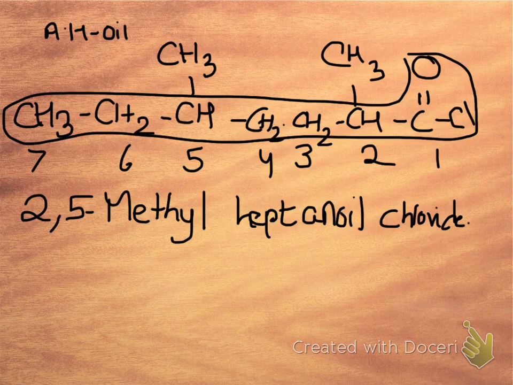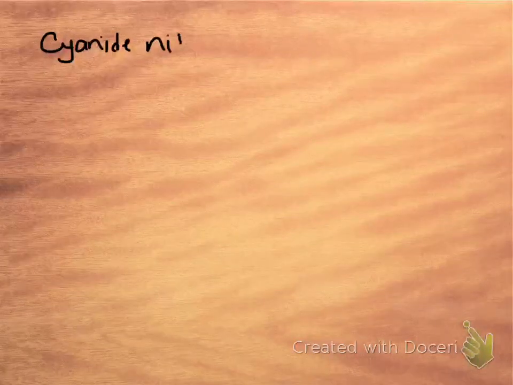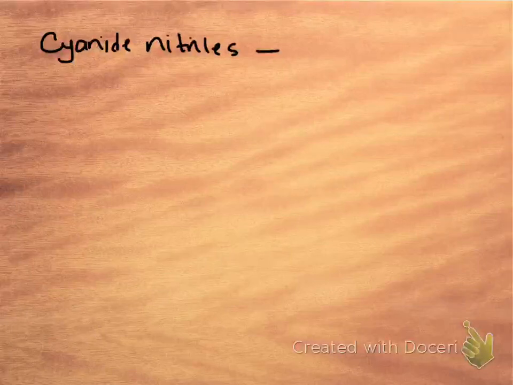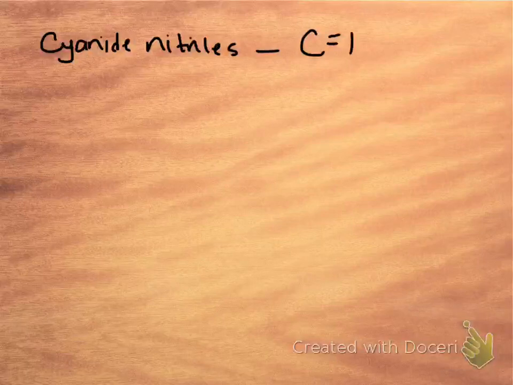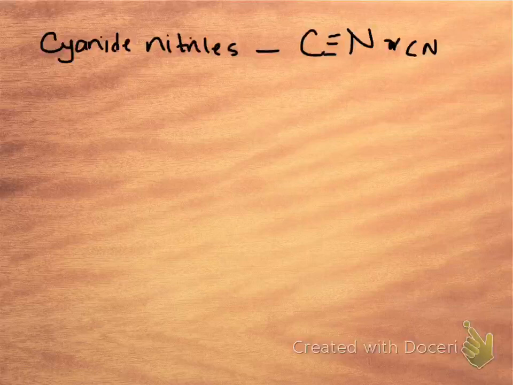So now let's move on to another example like this one. So our next one is cyanide, nitriles, which is denoted as C triple bond N or CN. So now let's go to one example of this.